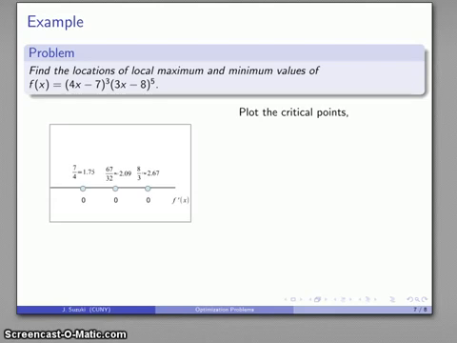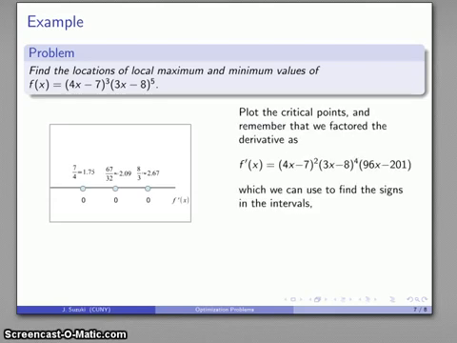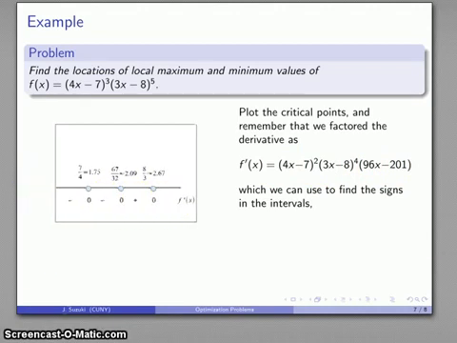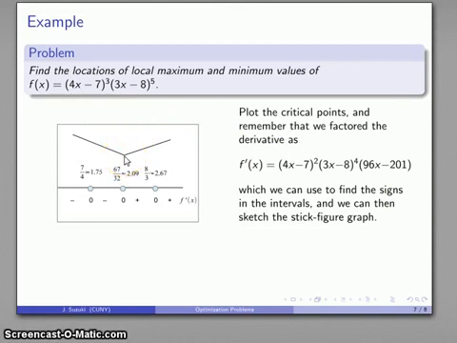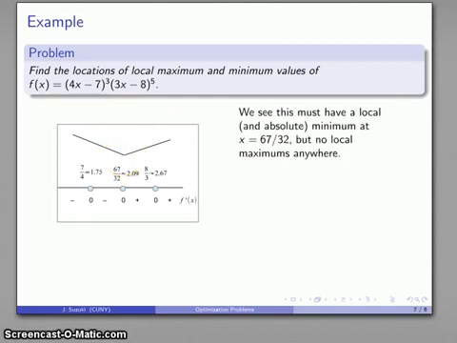And it's worth remembering that however messy the derivative looked, we actually factored the derivative as this expression here. And given that we have our derivative in factored form, it's a lot easier to figure out the signs of the derivative in each of the 1, 2, 3, 4 intervals. And so we can figure out those signs, and that's enough to give us our stick figure graph. Looks something like that. Absolute minimum here, and there are no relative or absolute maximum values of our graph.